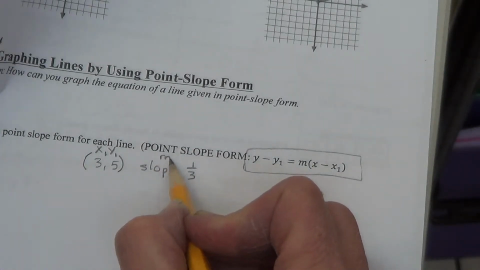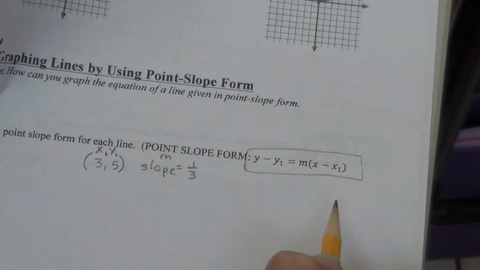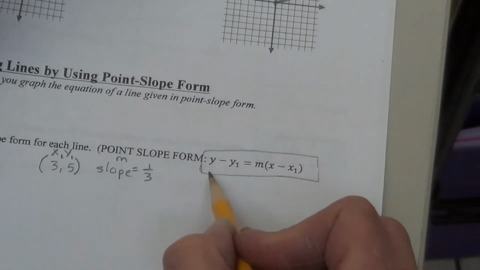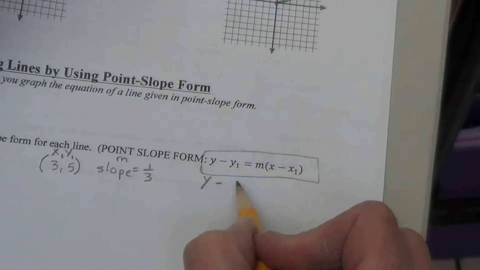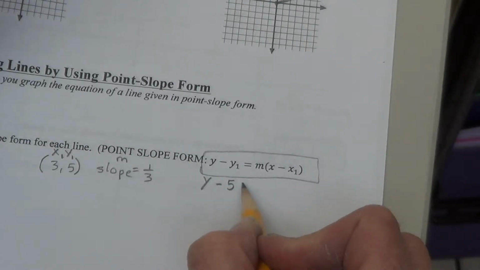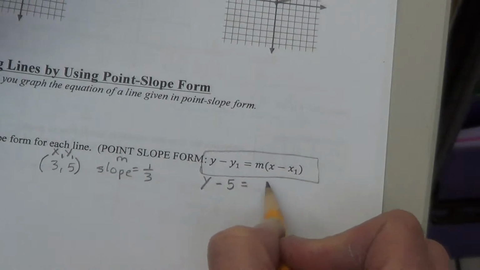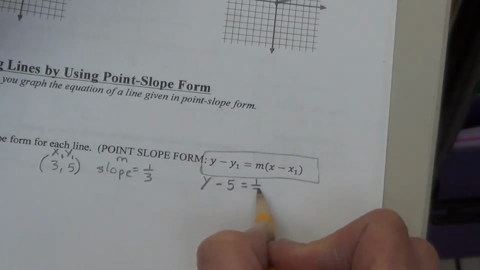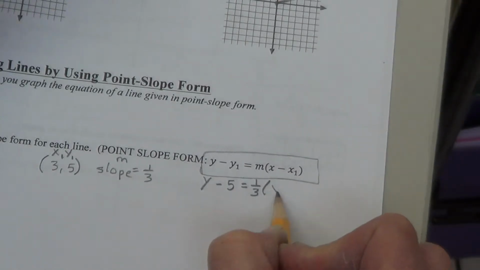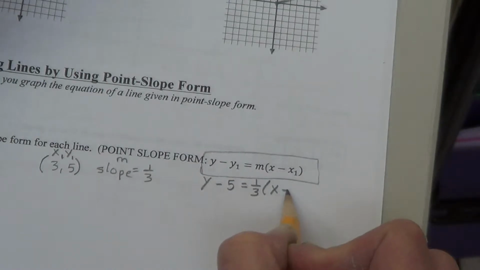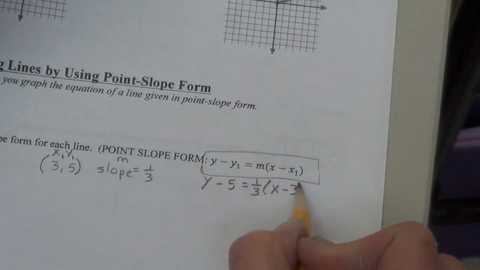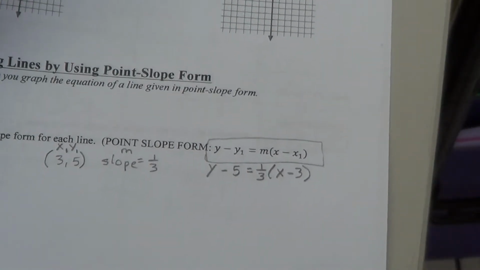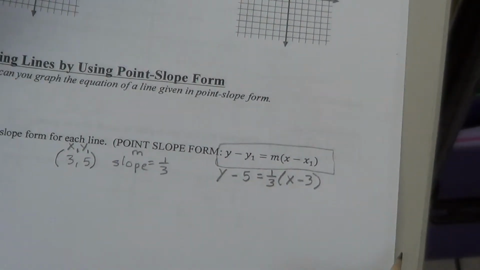Slope, we abbreviate as being m. So y minus 5, because that's our y1 value, equals 1/3, that's our slope, times x minus x1, which is 3. And there you go, you have it in point-slope format.